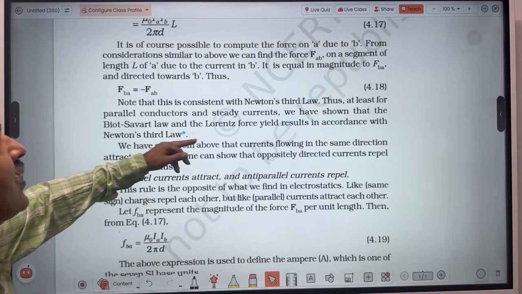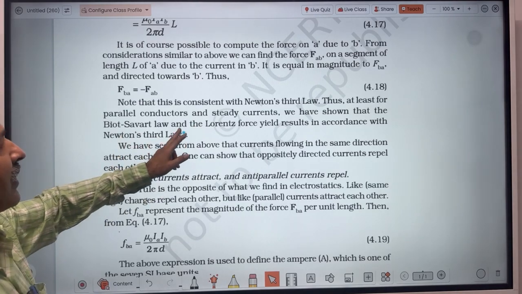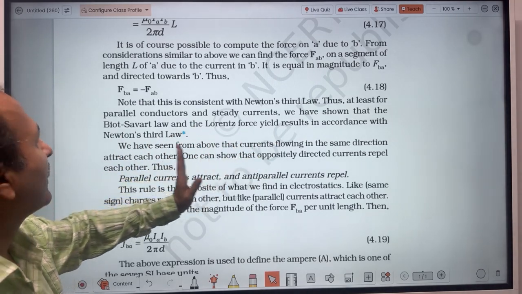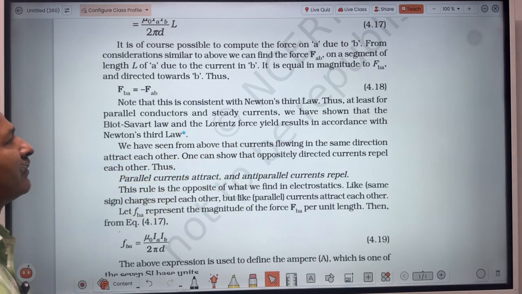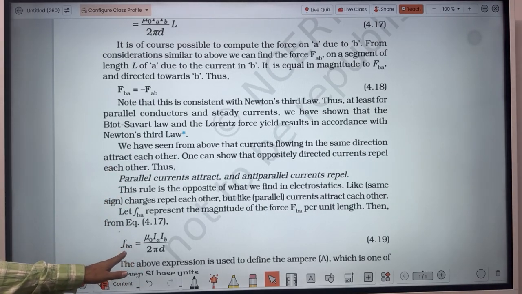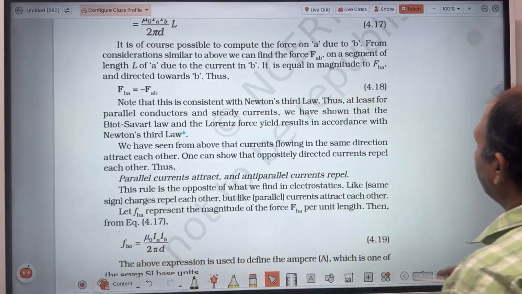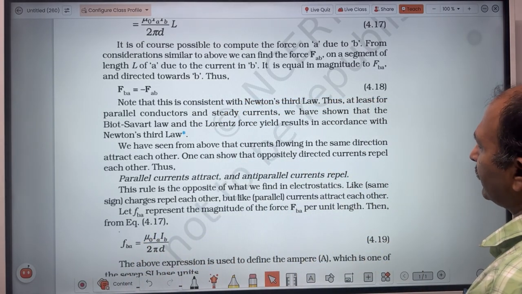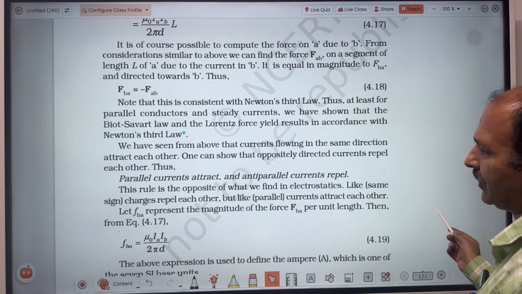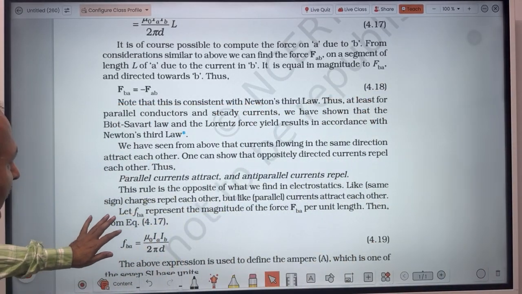Thus, at least for parallel conductors and steady currents, we have shown that the Biot-Savart law and the Lorentz force yield a result in accordance with Newton's third law, right? Then here the same thing is written as force per unit length, divided by a certain length. So in certain questions you will have to find the force per unit length, or you will be given the length of one conductor, which is finite, and then you can easily evaluate it, right?